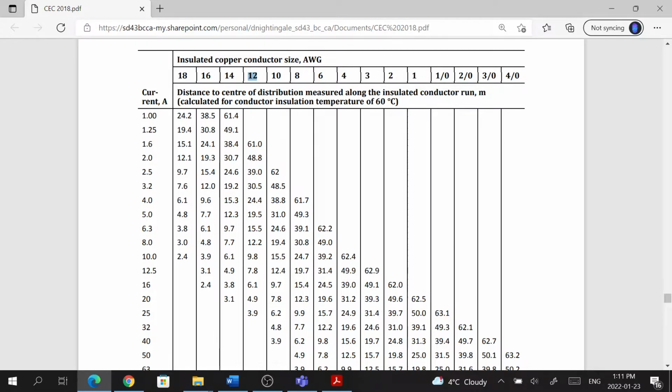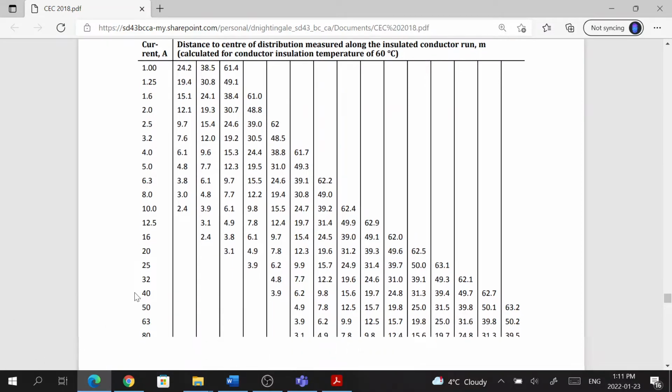Okay. What about the number 8? If we go to the next column, we're allowed 25 amps. We're allowed to run that number 8, 9.9 meters, and not exceed a 1% voltage drop. So again, we're dealing with 3, so 9.9 times 3 gives us 29.7. But obviously that 29.7 isn't going to give us the 30.4 meters that we need.